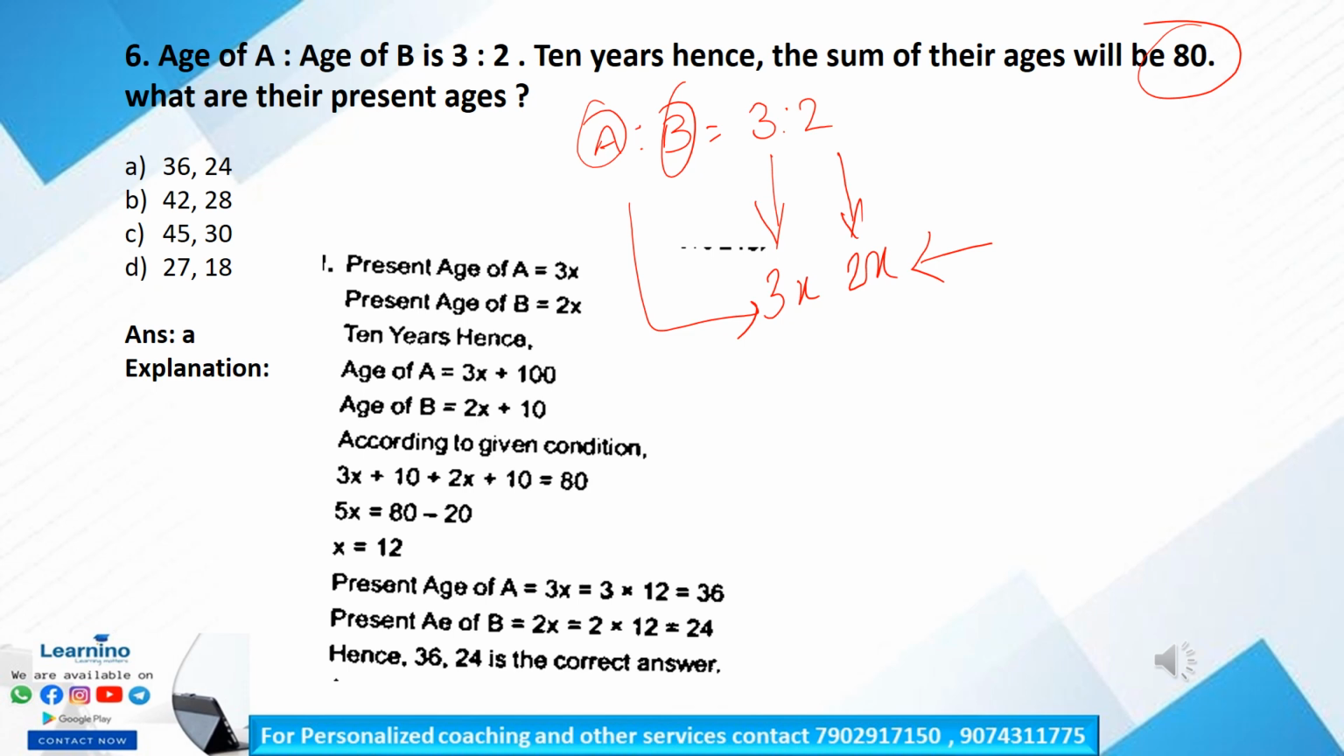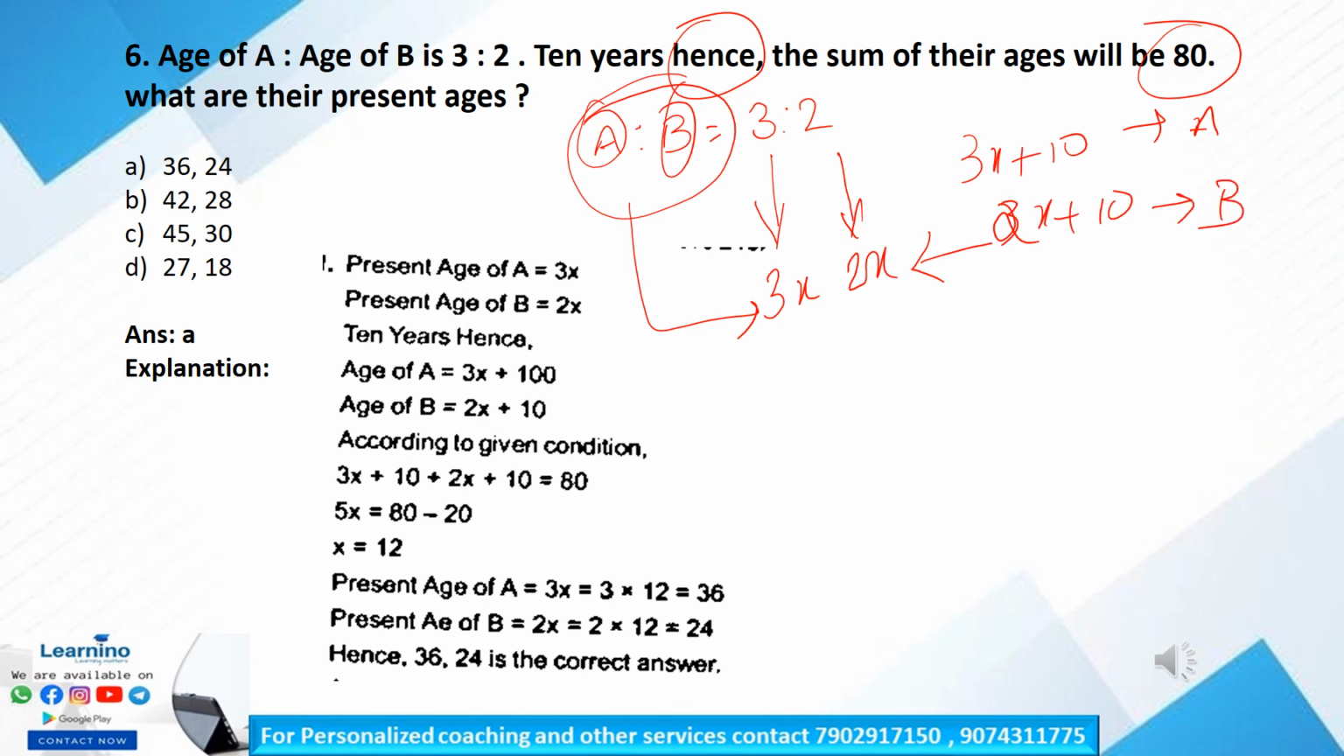So their ratio is given. A is to B is equal to 3 is to 2. So the present ages of A and B are 3x and 2x. Okay, so 10 years hence. What is the meaning of hence? 10 years hence means after 10 years. That is 3x plus 10 and 2x plus 10. This is the age of A after 10 years, and this is the age of B after 10 years, right?